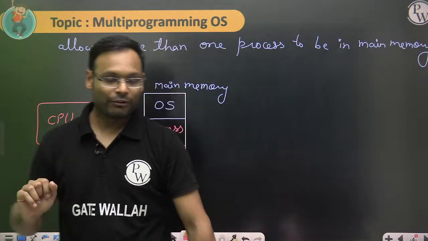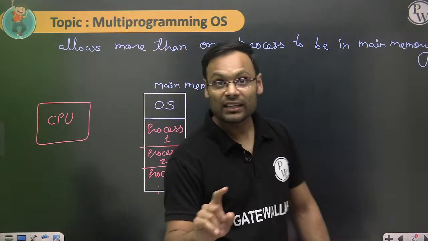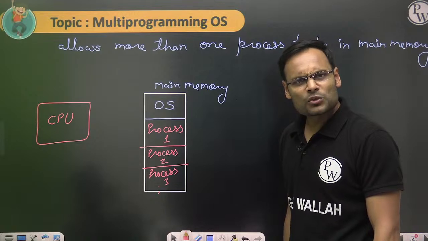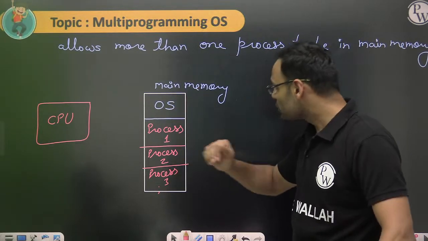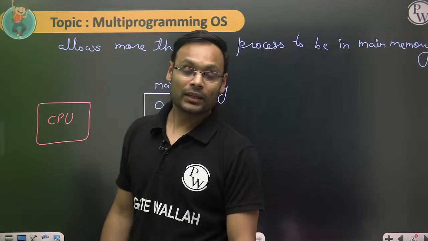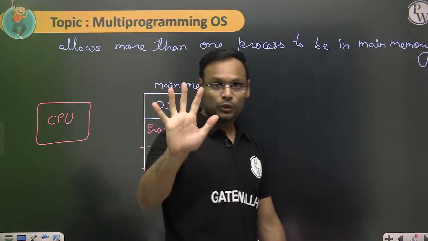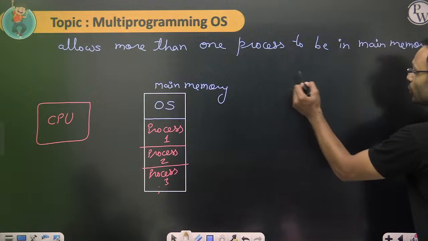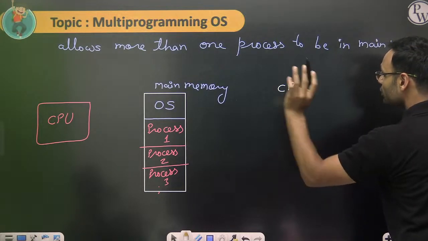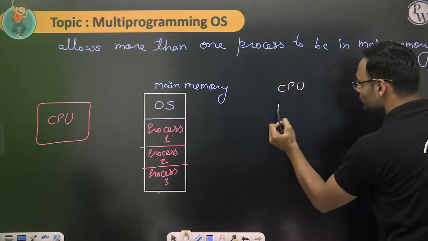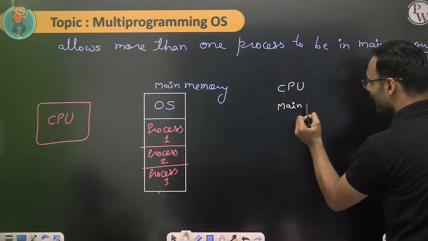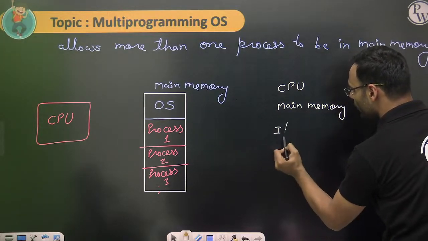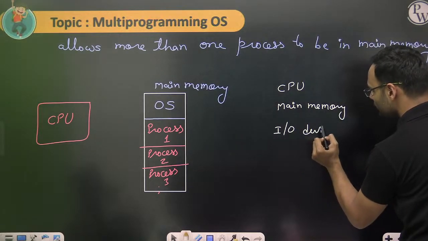Okay, fine. Now, what am I saying? CPU will run only one process at a time. If CPU runs only one process at a time, then why are you keeping so many processes, sir? I'll tell you. You need to know certain things before I tell you. See, there are three components of a system: CPU, main memory RAM, and then IO devices. IO is input output devices.